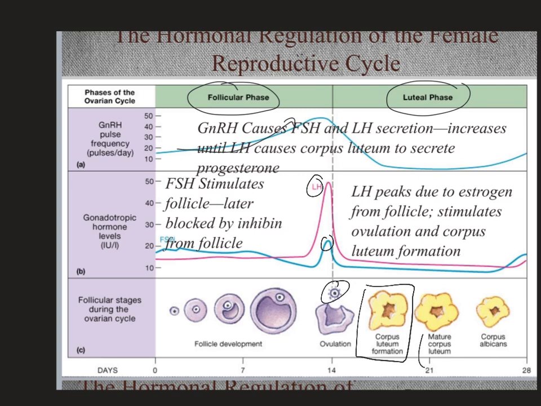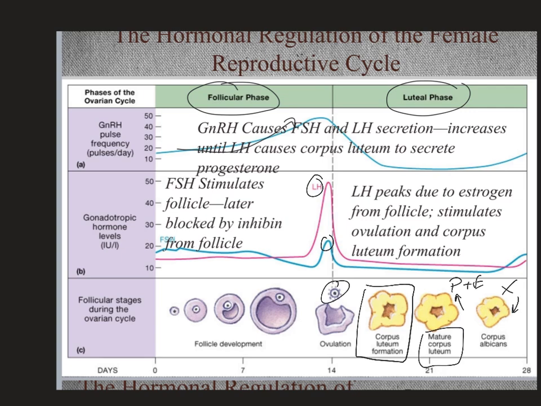Now, once we have this mature corpus luteum, we see that it starts pumping progesterone and estrogen, progesterone being the predominant hormone here. If fertilization does not occur, that corpus luteum will degenerate into scar tissue known as the corpus albicans. So, what is our window of fertilization?